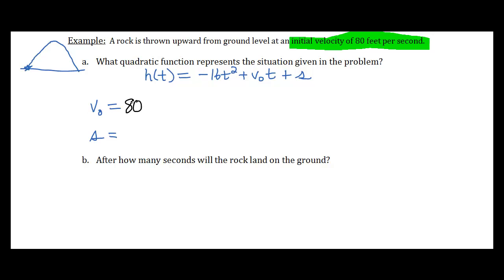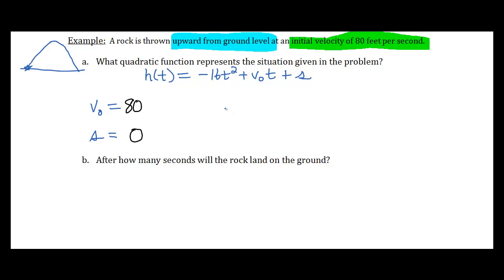Now I need to think about the initial height. So they didn't give me this explicitly. But if you look at this, it says a rock is thrown upward from ground level. Well, the height on ground level or from ground level is 0 feet, right? Ground level is ground level. That's where we start. So our S is going to be 0.